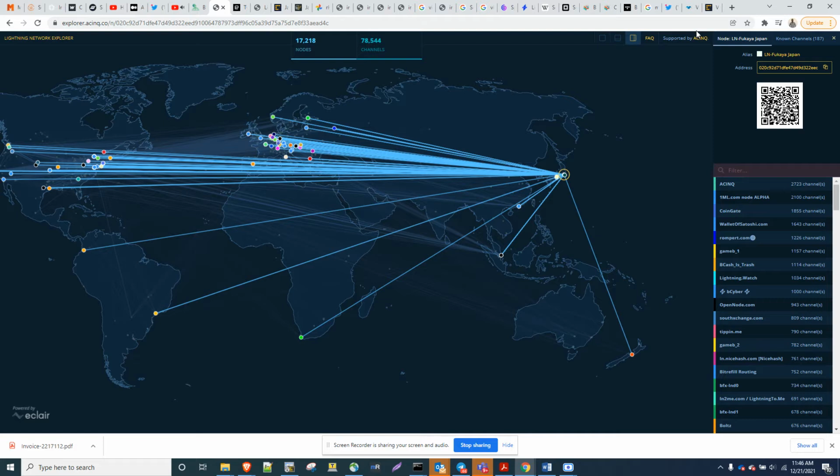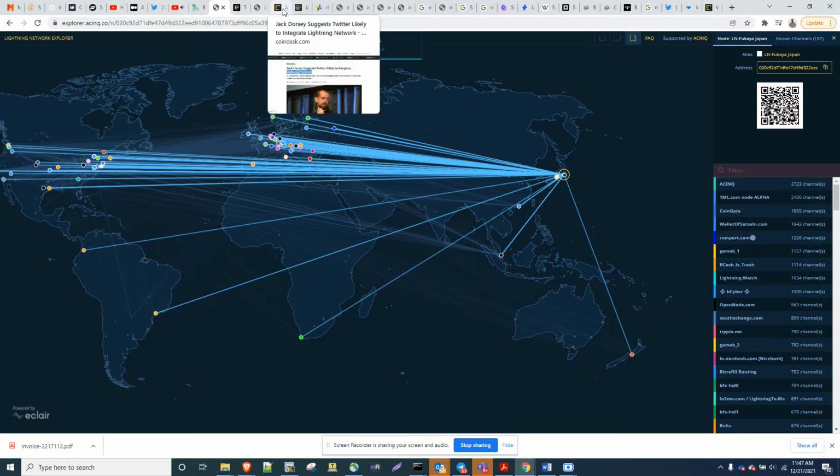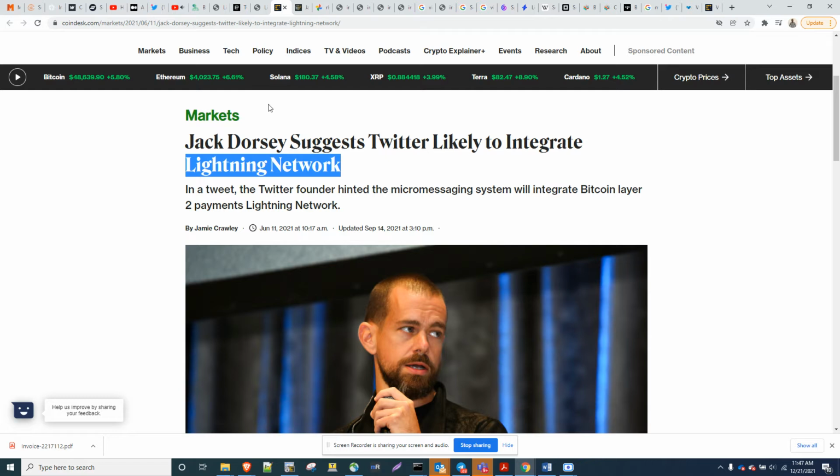So then, looking at the companies or the big figures out there that are big players with the Lightning Network, it's Jack Dorsey. Jack Dorsey doesn't own the Lightning Network. The Lightning Network is an open source foundation, but Jack Dorsey is also a big player on that because he did contribute a lot to the funding of the Lightning Network in the early days, but he doesn't own it. It's an open source network.